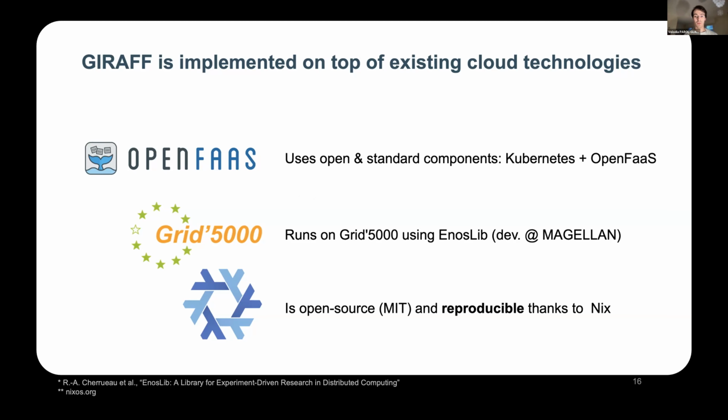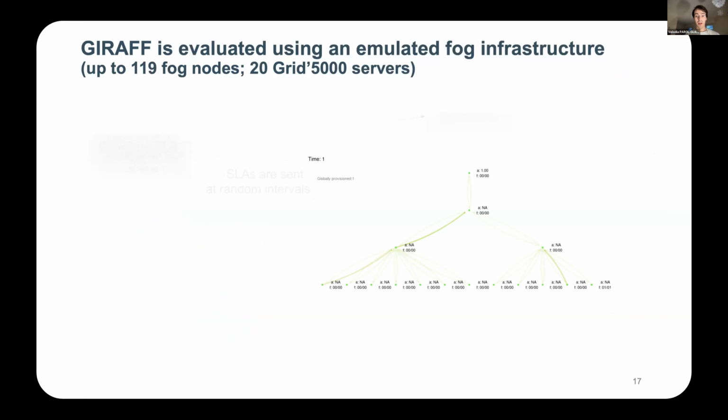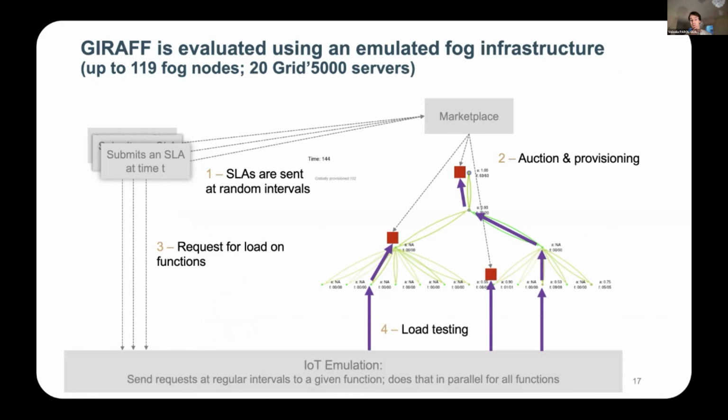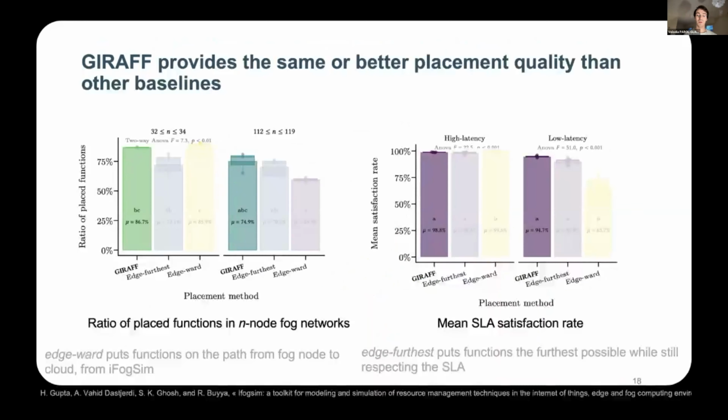So to manage all this and make it reproducible, we use Nix to simplify our life. Here is an overview of our experimental setup, where you can find most of what I just described earlier, which is that we submit SLAs at random intervals to the marketplace, where we hold the auction and we provision the functions. And of course, we measure and load test every aspect of the functions that we instantiate.